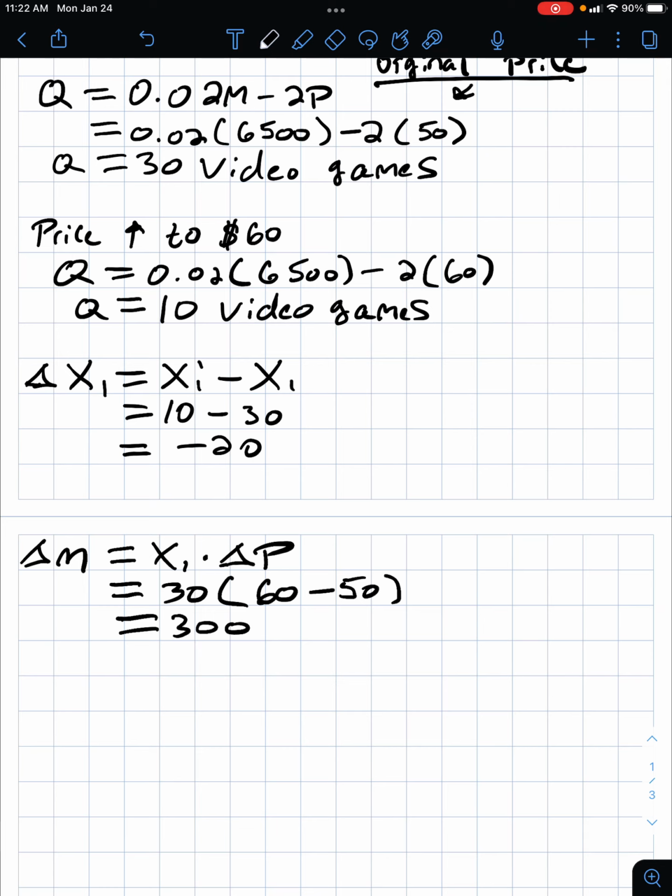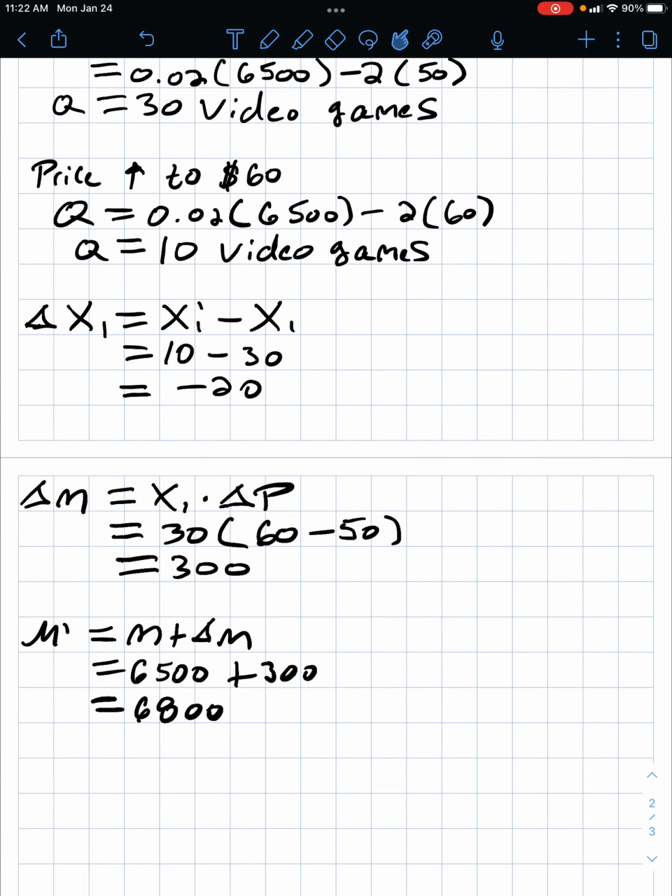So his change in income is $300. Now to find M prime, his new income will be M plus the change of M. So this will be his original income, 6,500, plus the change, which we just found to be 300. So his new income is $6,800.